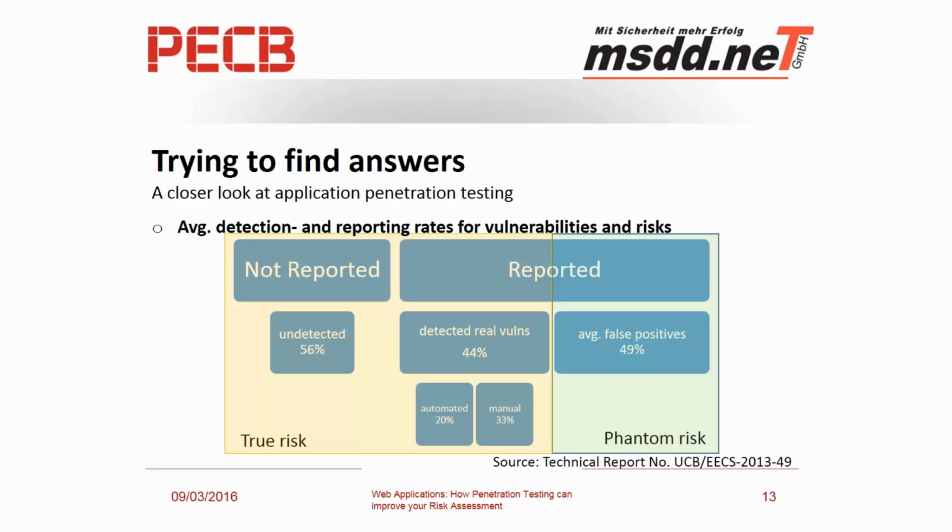That also means that 56% of real vulnerabilities stayed undetected. Another interesting thing this study found was that there were more vulnerabilities reported than actually did exist, and they contributed to some sort of what I called phantom risk. So they found vulnerabilities which weren't there because they misinterpreted some output of their tests. And that is also something, because of the big percentage, you might want to take into account when evaluating penetration testing results.